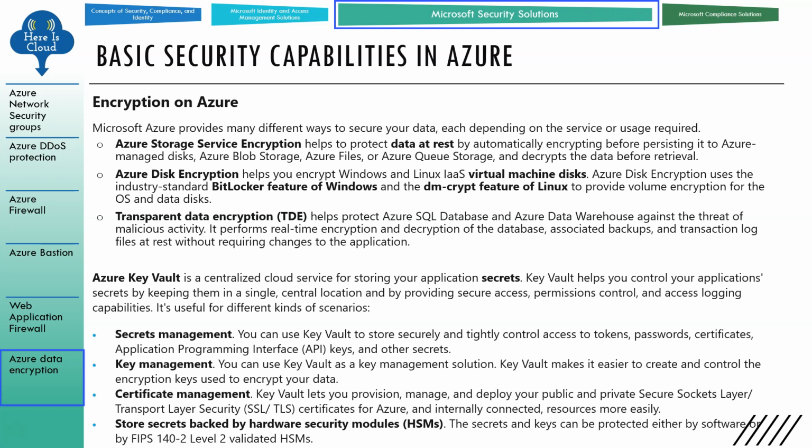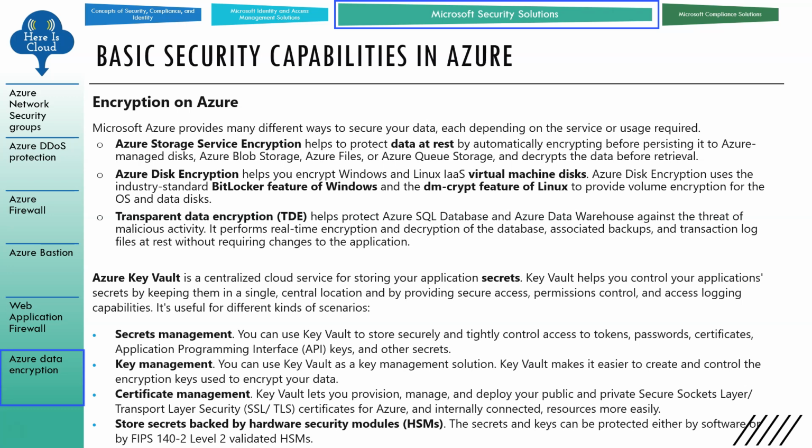And the third one is Transparent Data Encryption, which is used to help protect Azure SQL databases and data warehouses against the threat of malicious activities. It performs real-time encryption and decryption of the database, backups, and transaction log files at rest without requiring changes to the application. So it is transparent to the application or the developers. It happens at the SQL database and data warehouse level.